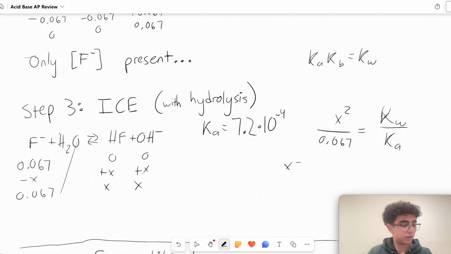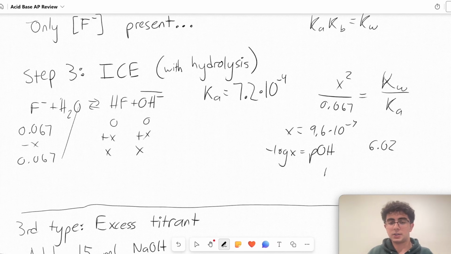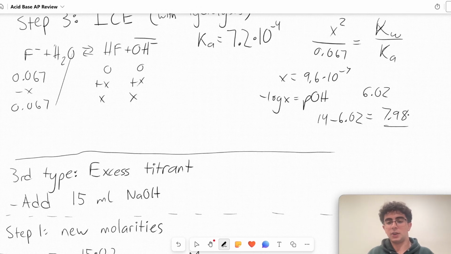So solving for x, I get that x equals about 9.6 times 10 to the negative 7. Now careful, when you negative log x, that's not going to be the pH, that's going to be the pOH, because x is our concentration of OH minus. So negative log that to get your pOH, and that's 6.02, and then 14 minus that to get our pH, because we know pOH plus pH equals 14. So that means that's going to be 7.98. So that's how you get your pH at the equivalence point.